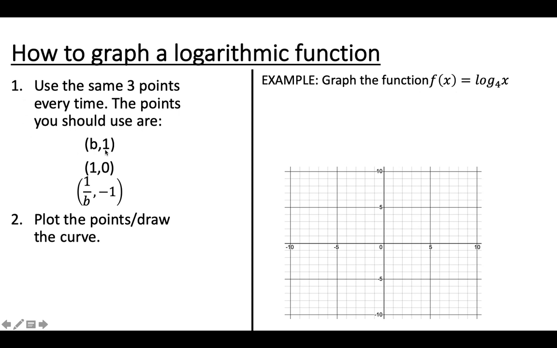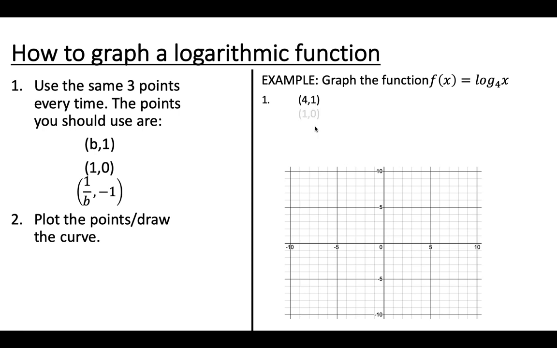So we know we're going to need to figure out what B is. What's B? Well, it's our base. That's this little number right here, 4. So that's our B. So the first point I need is B, comma 1. What number is B for my example? That little number is 4, so I need 4, comma 1. Boom, there's 1 point already out of the 3.